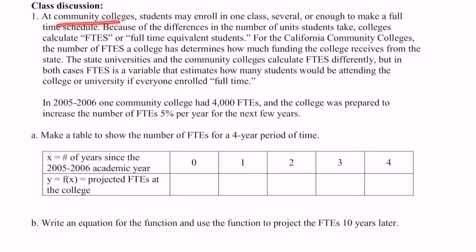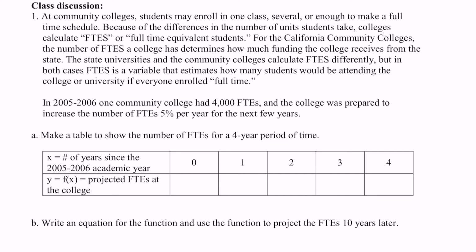At community colleges, students may enroll in one class, several, or enough to make a full-time schedule, also sometimes more than a full-time schedule. Because of the differences in the number of units students take, colleges calculate FTES, or full-time equivalent students. For the California community colleges, the number of FTES a college has determines how much funding the college receives from the state. Now, there are different ways to calculate this. CSUs and community colleges do it differently, but in both cases, this is an estimate of how many students would be attending the college if everyone enrolled full-time.